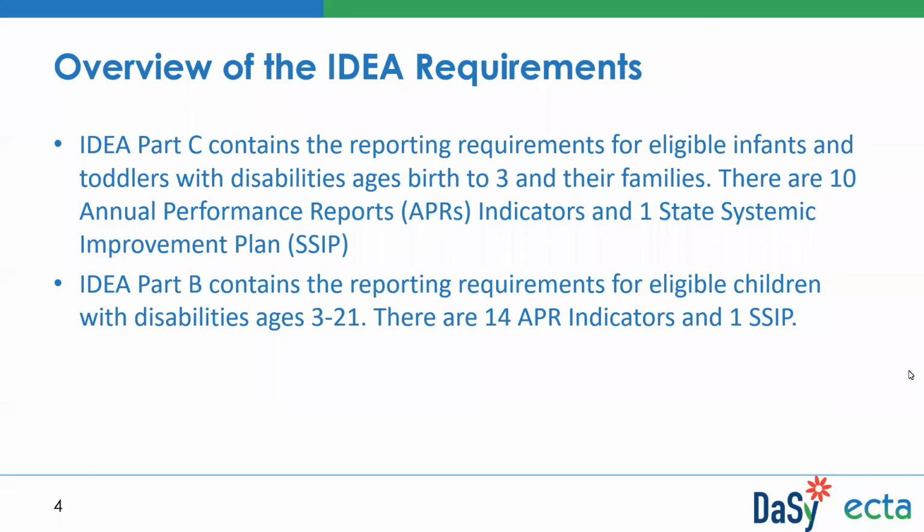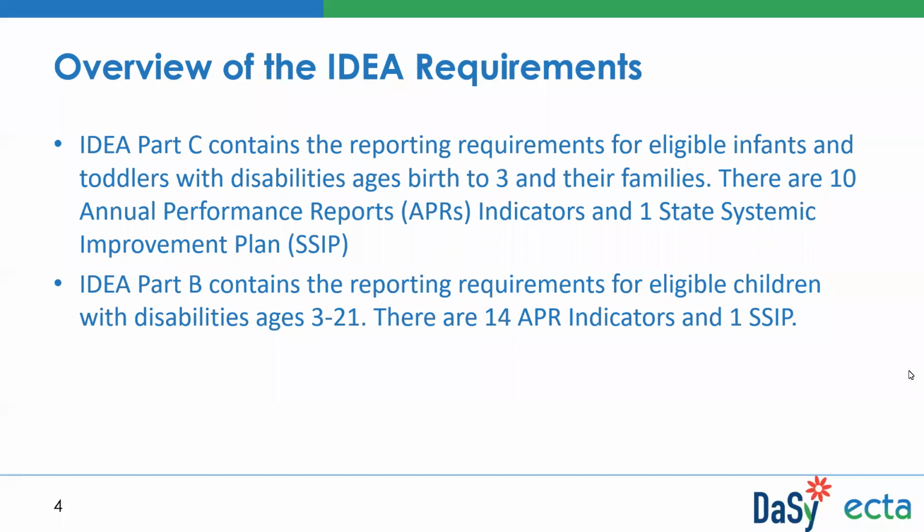For IDEA, Part C contains reporting requirements for eligible infants and toddlers with disabilities aged birth to 3 and their families. Every year, each state is required to submit a performance report on key indicators. There are 10 indicators that are collected on a yearly basis. And there is one indicator called the State Systemic Improvement Plan, a 5-year plan that has been developed by the states to address specifically a child or family outcome. We'll talk a little bit more about that in depth at the end of the webinar.